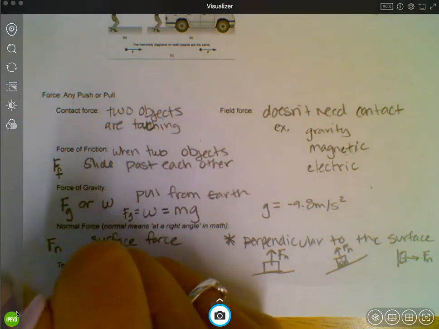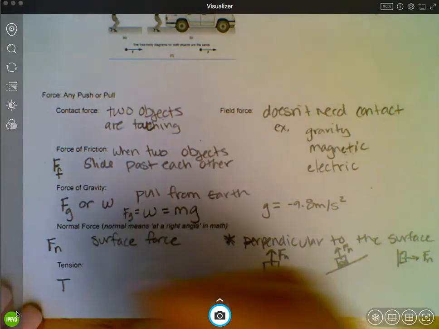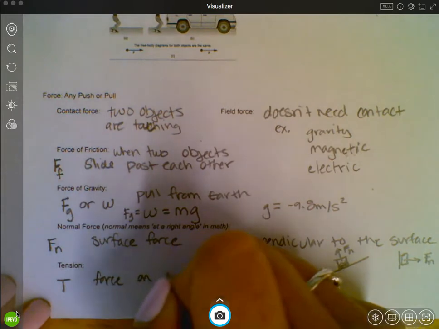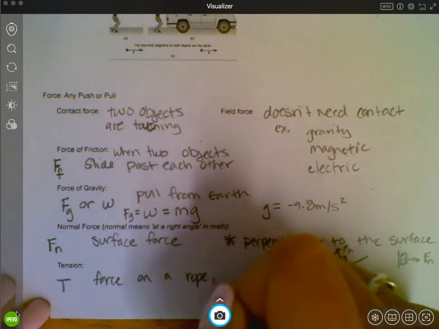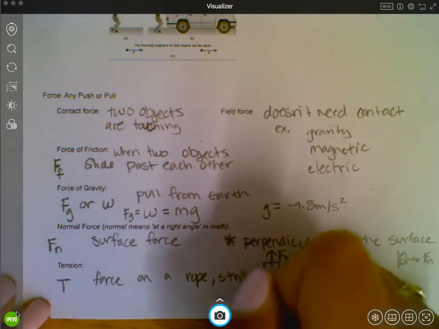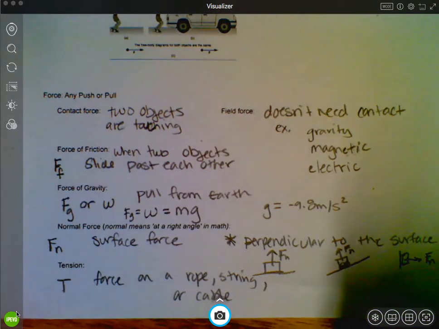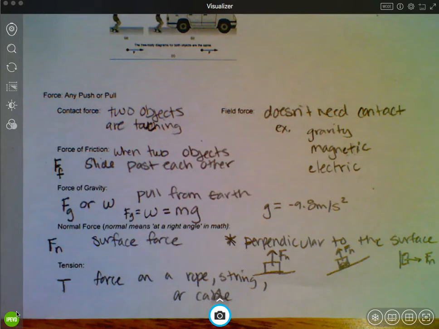All right, and then tension, we use big T, okay? And tension is the force on a rope or string or cable. Okay, so it's just a force that's being pulled through a rope, string, or cable. If it's one rope, the tension is the same throughout the entire rope. You can't have one side be really tight and one side be really loose at the same time if it's the same rope. Okay?